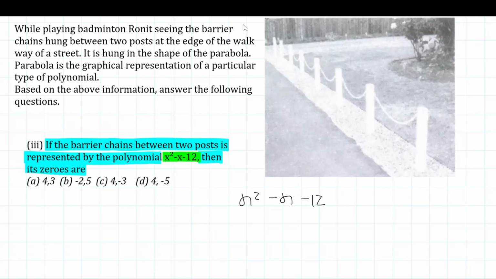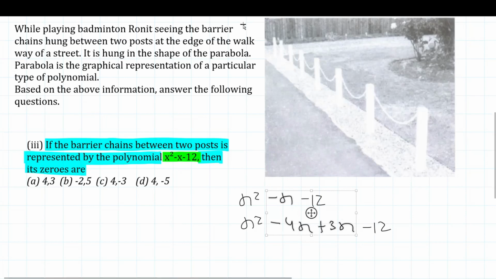Now clearly we'll be going by middle term factorization. From the factors of 12, we need -1. So it should be minus 4x plus 3x minus 12. So what I did over here is middle term splitting. I can split this minus x as minus 4x plus 3x.